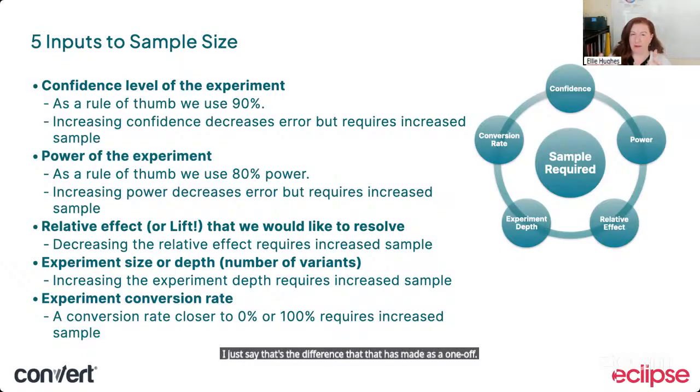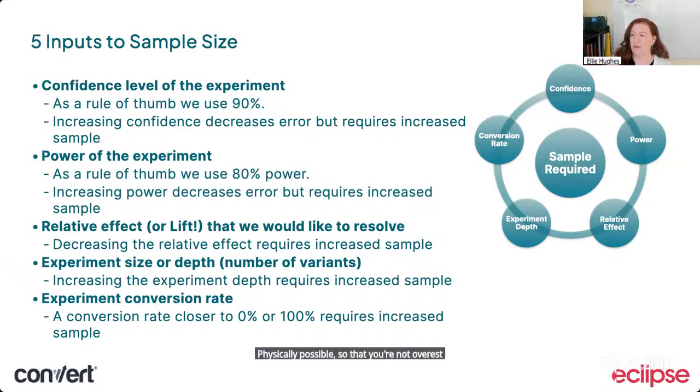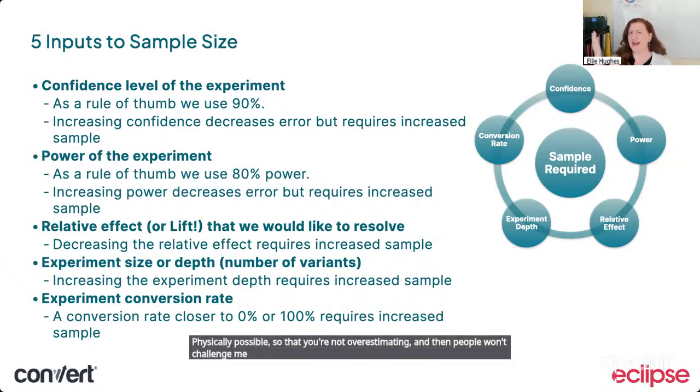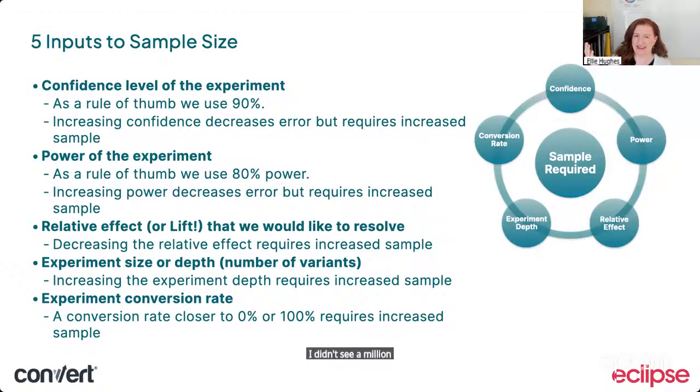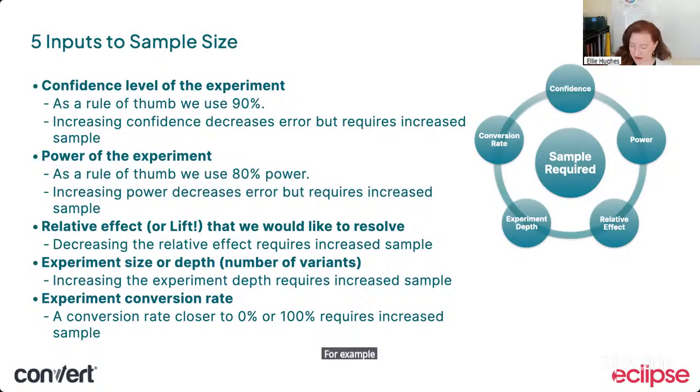And you could kind of bank that small difference. It means you're trying to bank the absolute smallest amount of money physically possible, so that you're not overestimating. And then people won't challenge me and say, well, I didn't see a £1 million increase in revenue. I'm like, no, because the difference between the control and the variant was only £100,000, for example. So that's kind of how I address that.